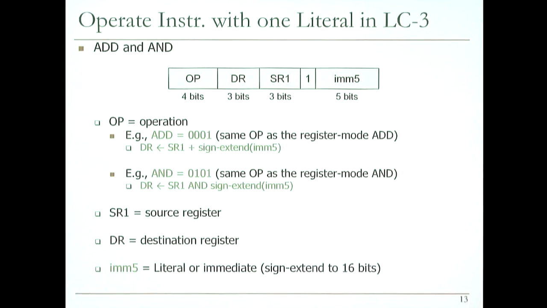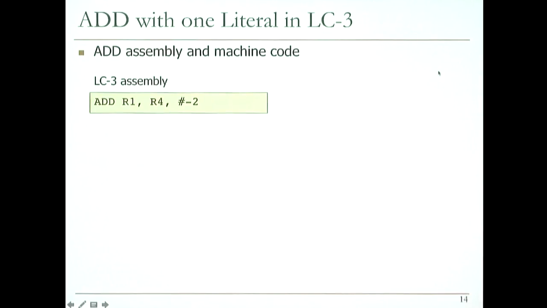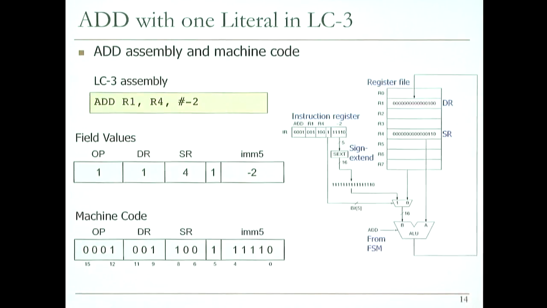Why is it sign extended? Why do we need to sign extend? Because we need to convert from 5 bits, which is the operand that we really have in the instruction, to 16 bits, which is the number of lines that we need to input into the ALU. This is something you can see here in this slide.